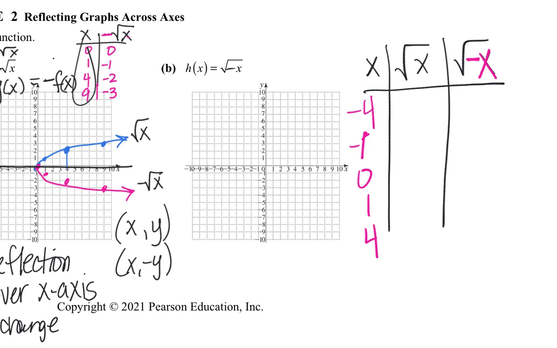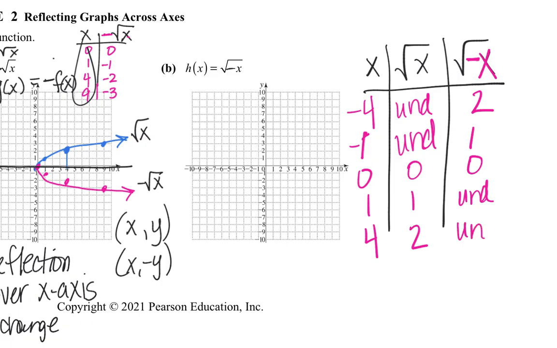So if I take the square root of negative 4, this one is undefined because we're not able to do that. The square root of negative 1 is also undefined because you cannot take the square root of a negative number. The square root of 0 is 0, the square root of 1 is 1, the square root of 4 is 2. And then now if I plug in a negative 4, the square root of negative negative 4 is the square root of 4, which is 2. Same thing, the square root of negative negative 1 is 1, and the square root of 0 is still 0. Now if I plug in a positive 1, now this one is undefined, and if I plug in a 4, now it's negative 4, so it's undefined here.